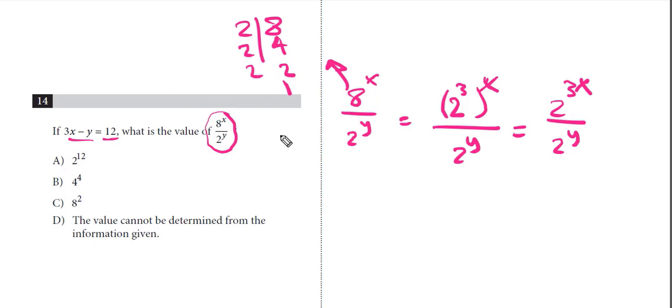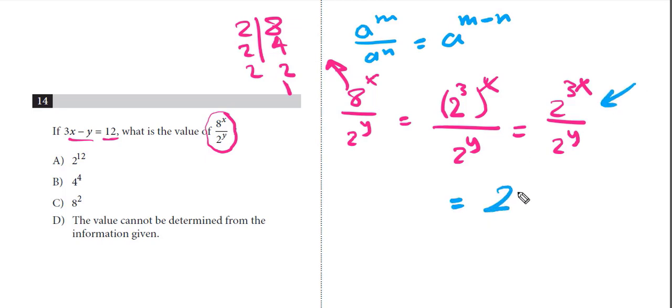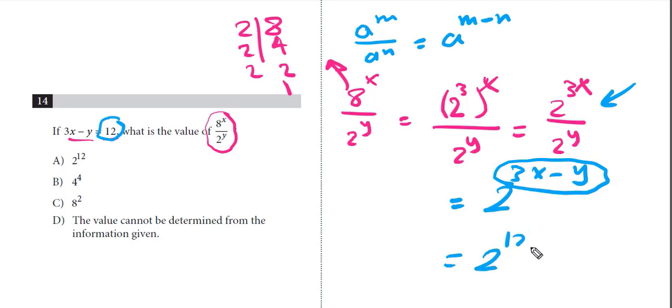And you know that a to the power m divided by a to the power n is a to the power m minus n. Apply it in this rule, it will be 2 to the power 3x minus y. And what is given here? 3x minus y, which is 12. So it is 2 to the power 12, which is the first answer.